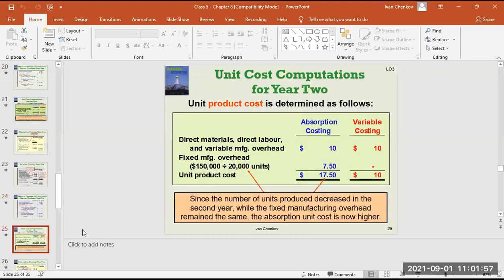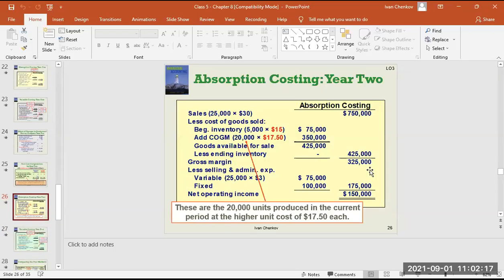So the product cost under the absorption is going to carry 750 on the production side for the 20,000 units that we're producing. On the variable costing, there will be no change. It's still going to be $10. So let's see on the income statement. Now, remember, we're holding the beginning inventory, but the beginning inventory is cost of $15.